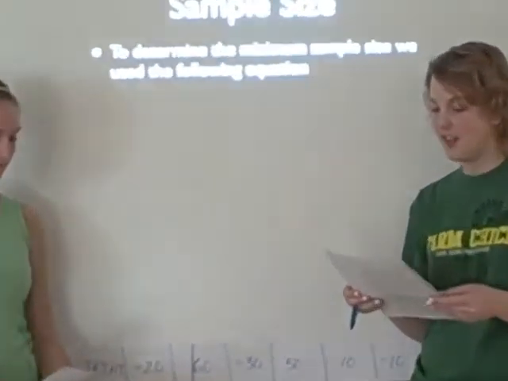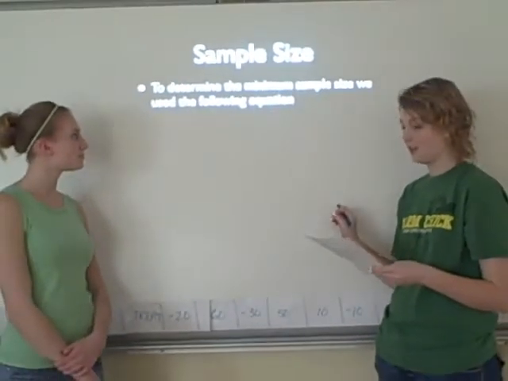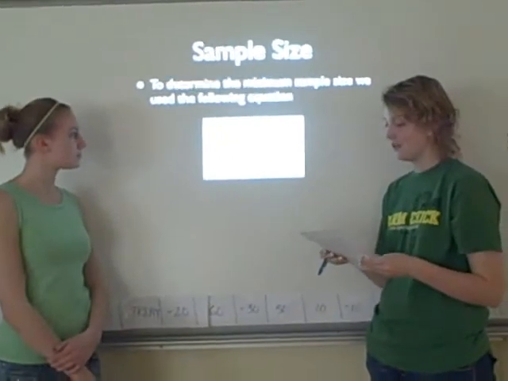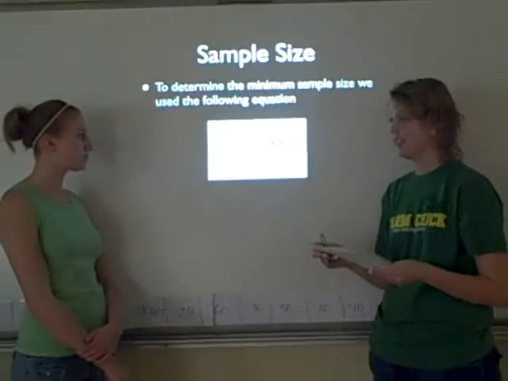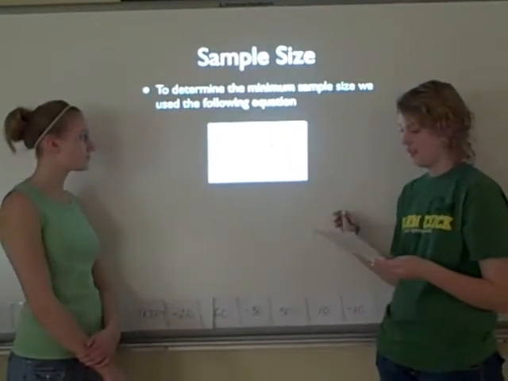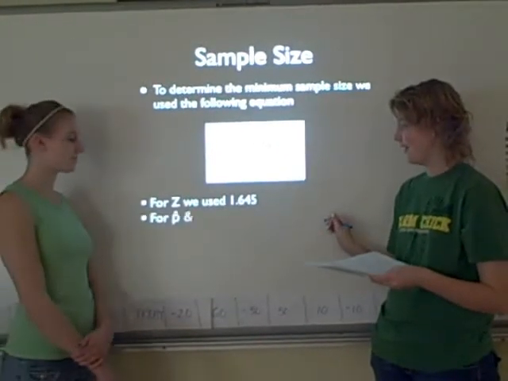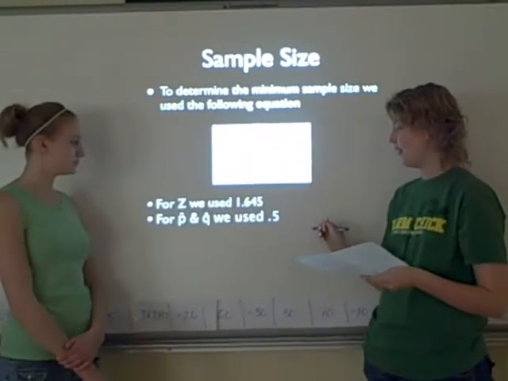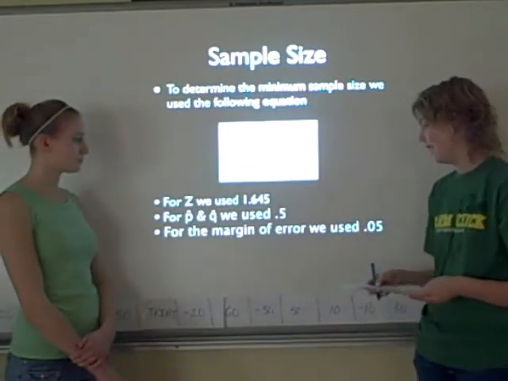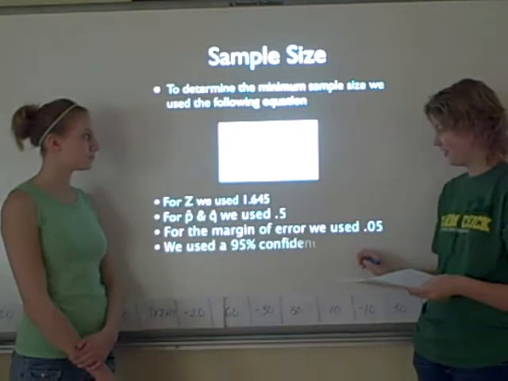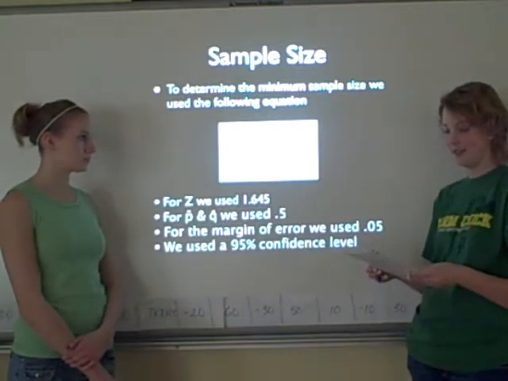Our sample size. To determine the minimum sample size, we use the following equation. N equals z squared times p hat times q hat over e squared. For z, we used 1.645. For p and q hat, we used the standard value of 0.5. And for the margin of error, we used 0.05. And this was all within the 95% confidence level.